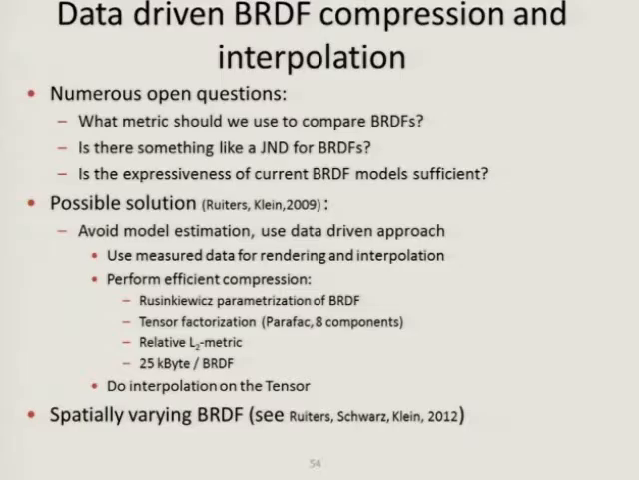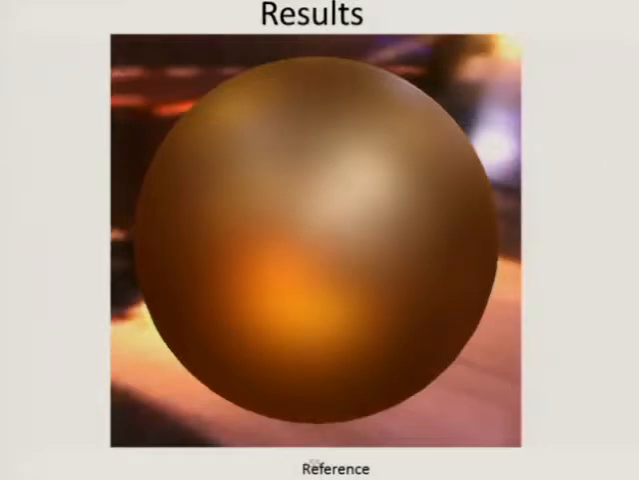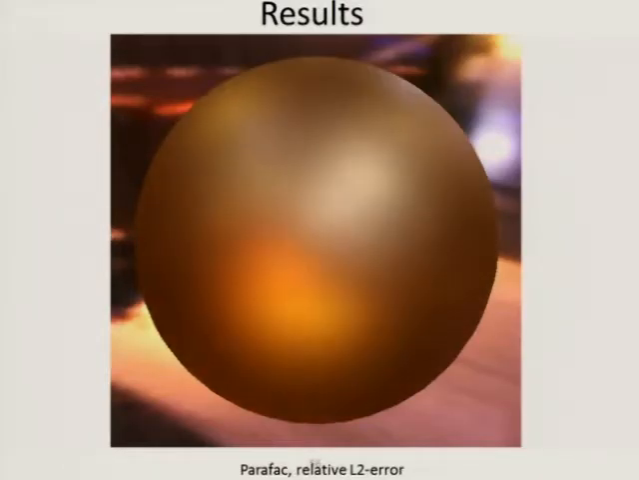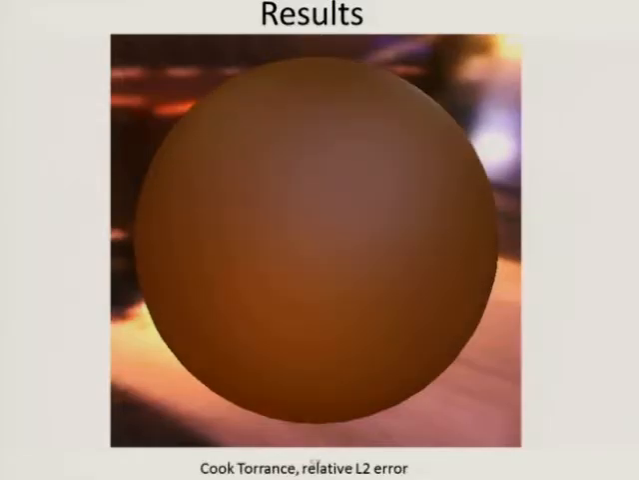And okay, we propose something a little bit, and you can see it here. We have some results, we have a reference. Then we have our data-driven approximation of this material. And maybe you see there's nearly no difference. We are able to express all these subtle details. For example, if you compare it to a Cook-Torrance model, it's totally not able to get this material.